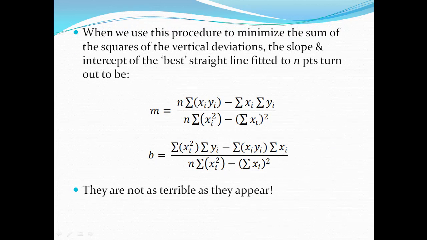Let's move on. Whenever you use this procedure of method of least squares, you're trying to minimize the sum of the squares of the vertical deviations. Whenever you do that, the slope and the intercept is fitted to the number of points. And it happens to end up being this equation that you see down here.